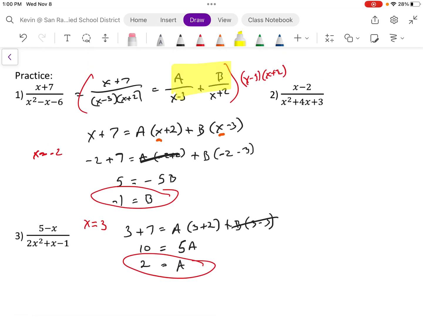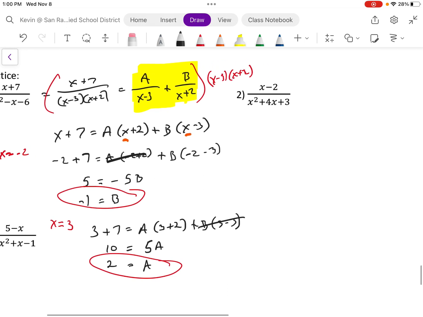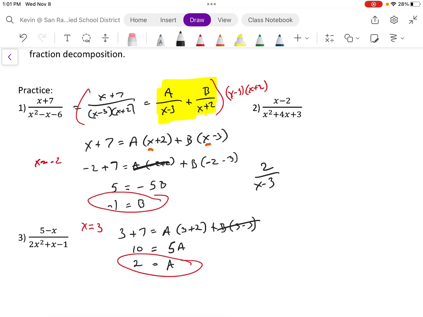So I come back up here to my equation, and I plug those values in. So this would be 2 over x minus 3 minus, since it's a negative 1, minus 1 over x plus 2. And that's my solution for number 1.